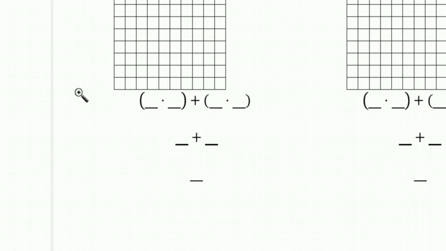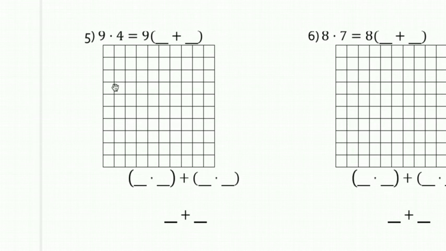Okay, next page, we have 2 more problems that we're going to do. So 9 times 4. Personally, I'd break up 4 into 2 and 2. But you could do 3 and 1 or 1 and 3. So I'm going to do this as 9 times 2. So 1, 2, 3, 4, 5, 6, 7, 8, 9 times 2, so 2 over. So that'll be the first 9 times 2.